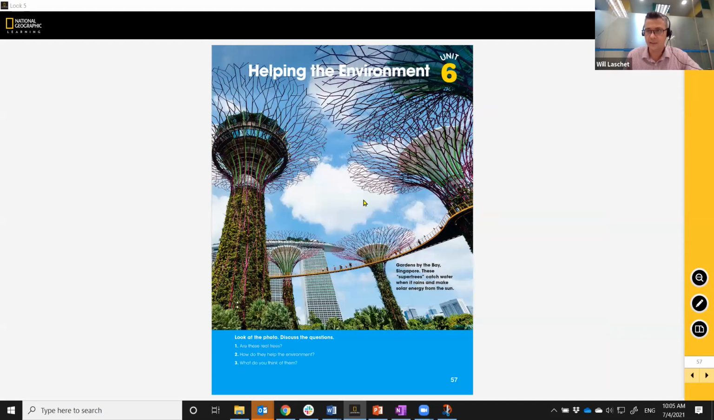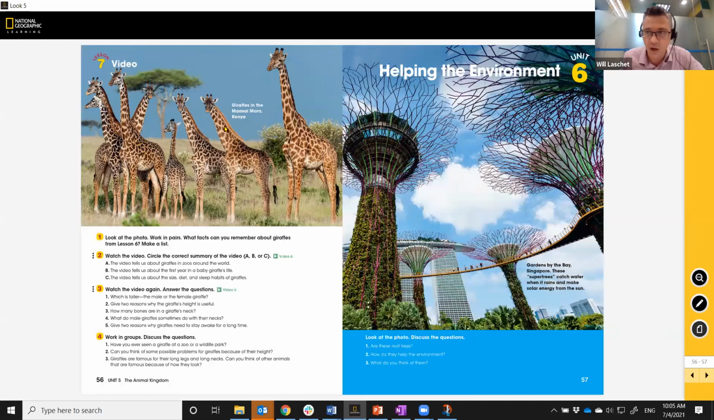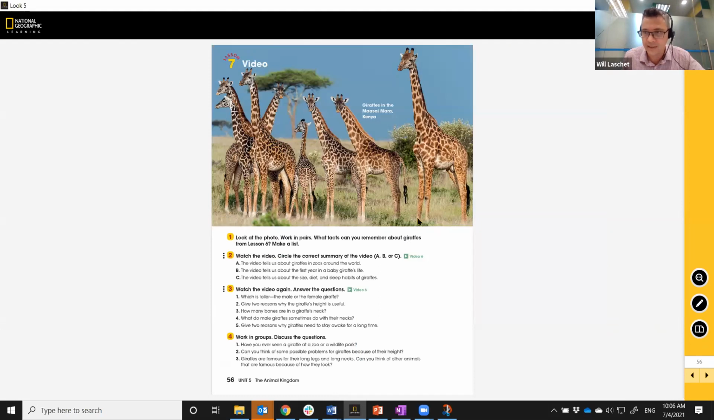Sometimes I find, with my students, especially young learners, if I've got both pages up, they might be looking at these giraffes over here. So I want to try and focus their attention on what I want, which is this image here.